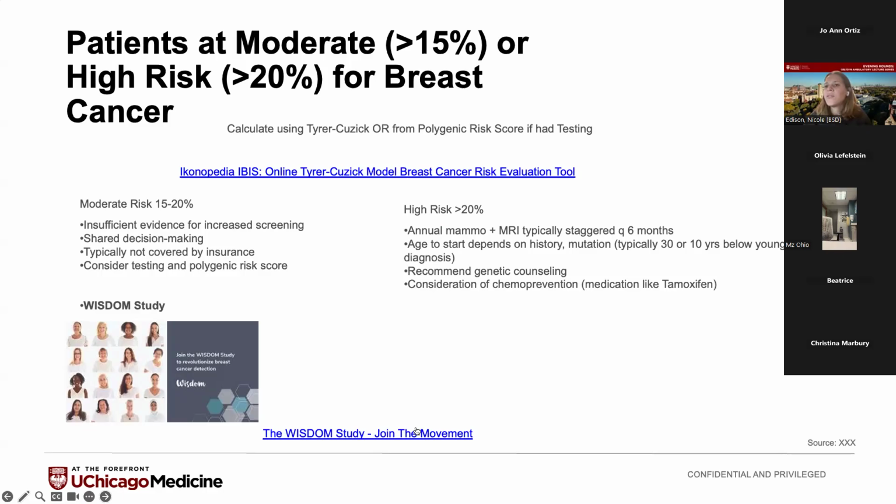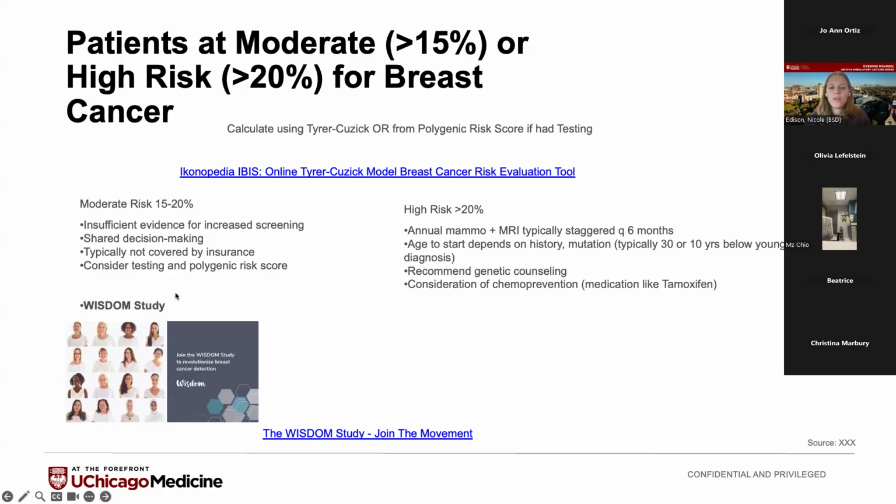And then this is a link for the Wisdom study, which is a free study that anyone can sign up for. I'll have the actual URL at the end, and they will ask you about your family history. They will send you a genetic test in the mail. They will test you for the major breast cancer mutations and give you a risk score at the end. And it's kind of looking at, is this something that we should be doing for everyone? Is just telling everyone to get an annual mammogram not good enough?